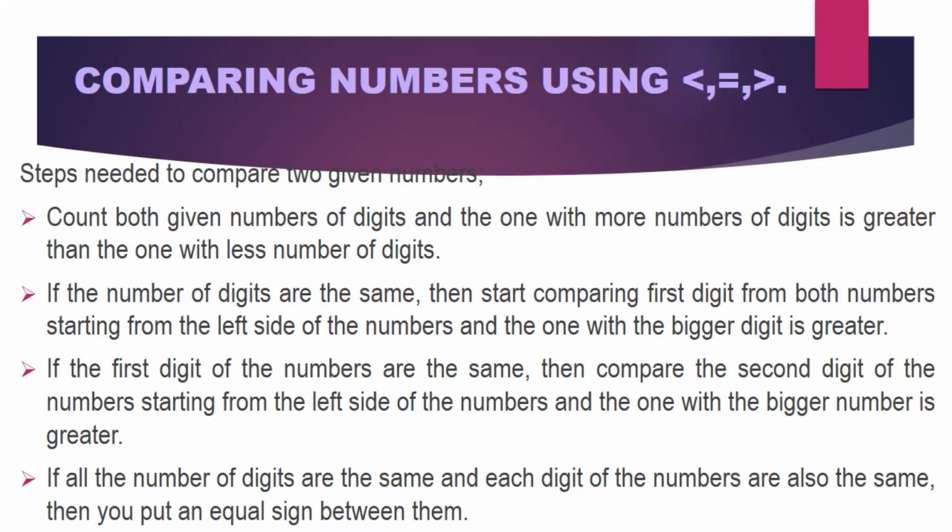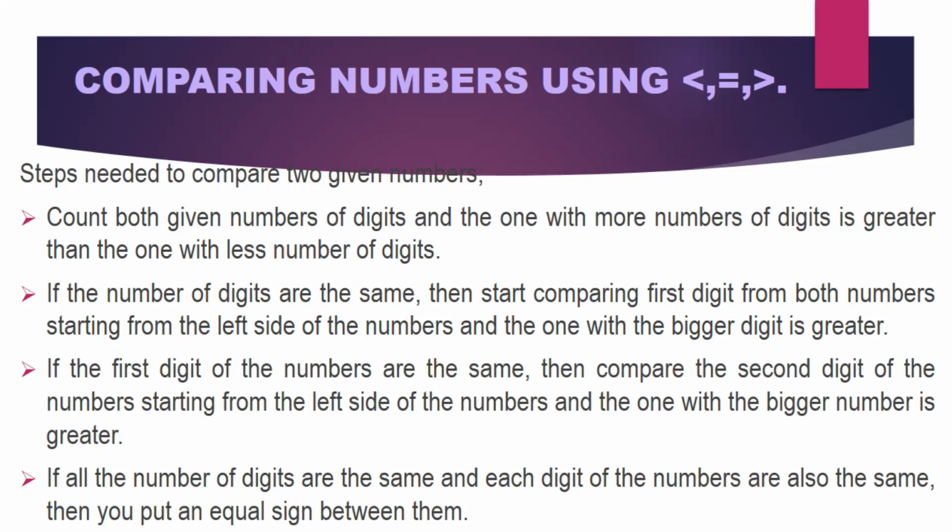Then the second rule states what? When you count the number of digits and they are the same, let's check the second rule here. If the number of digits are the same, then start comparing the first digit from both numbers, starting from the left side of the numbers. And the one with the bigger digit is greater.